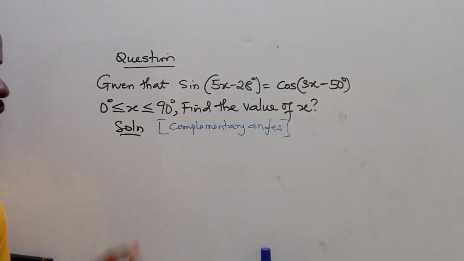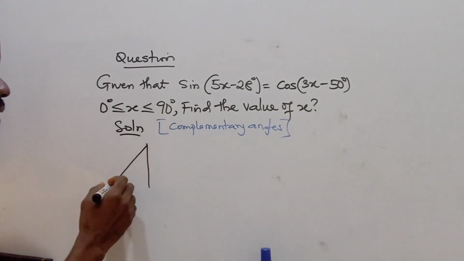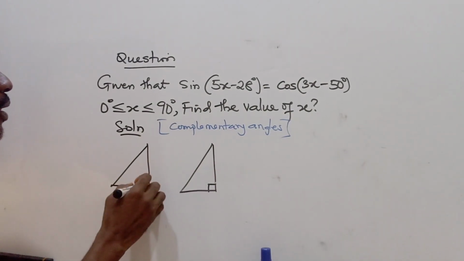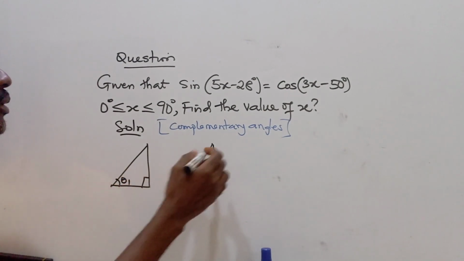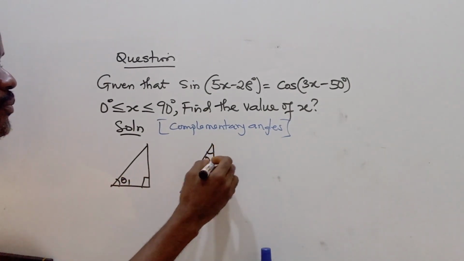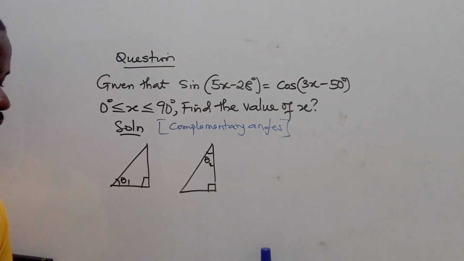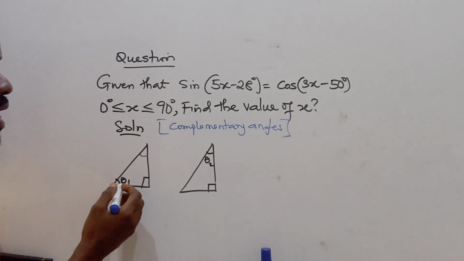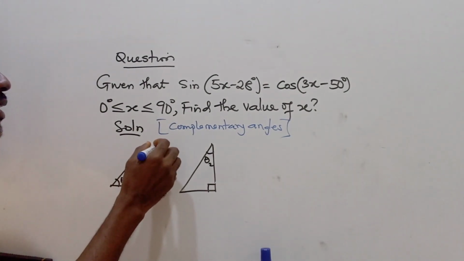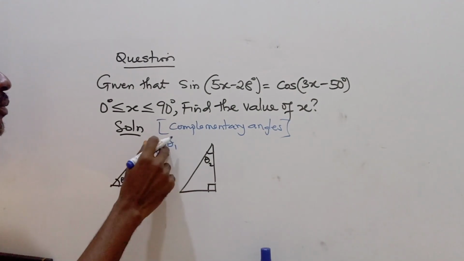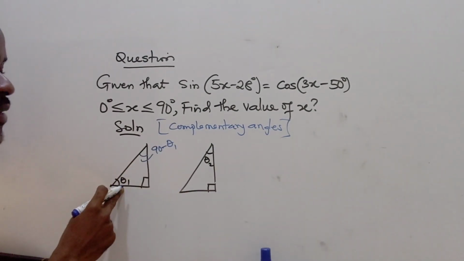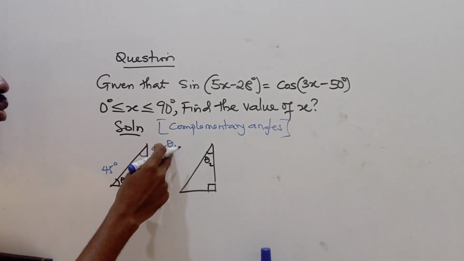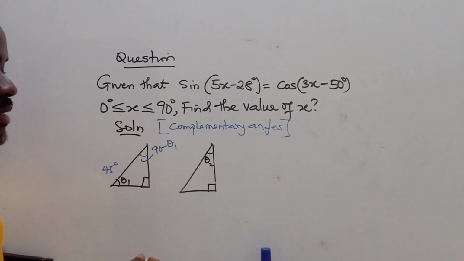If I have a right angle triangle like this, and I give this part theta 1 and this part theta 2, then these other parts will be complementary to this. How do you do that? You say this is 90 minus theta 1. So if here is 45, here is going to be 90 minus theta 1, which is also 45. That's the idea of complementary angles.